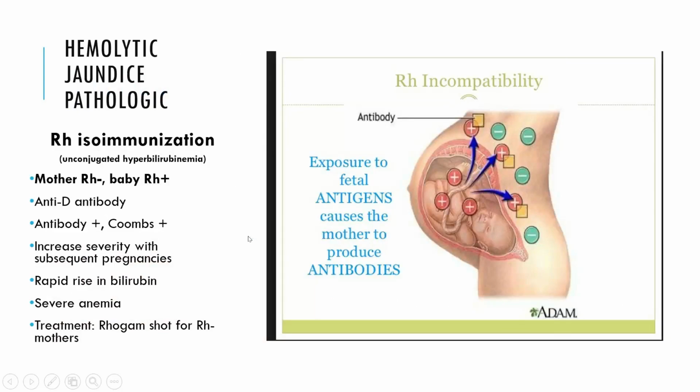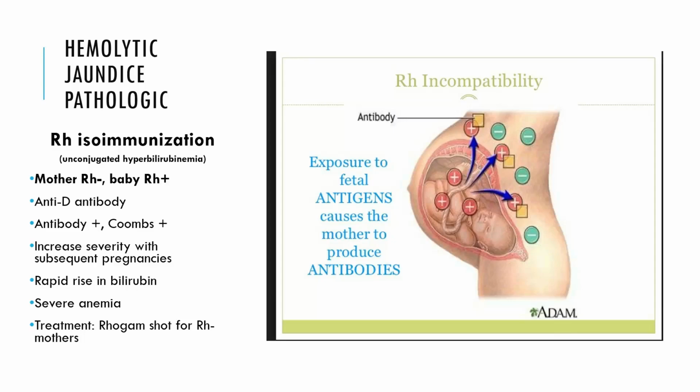Now, this condition, so this is another example of a hemolytic jaundice that's pathologic, Rh isoimmunization, another unconjugated hyperbilirubinemia. This is talking about Rh. So you're either Rh negative or you're Rh positive, and then you've got your blood type A, B, O, or a combination of one of those. So anti-D antibody is kind of what we're talking about here.